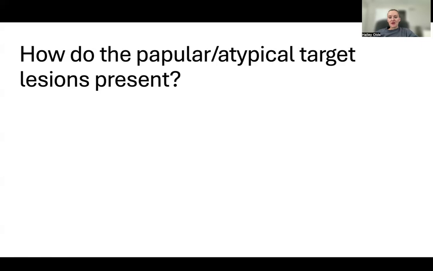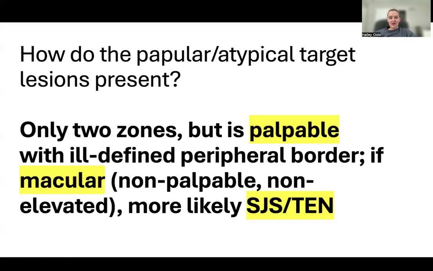How do the papular atypical target lesions present in EM? So these only have two zones, but they're palpable. And then if they're macular, like they're flat, it's more likely to be SJS or TEN.